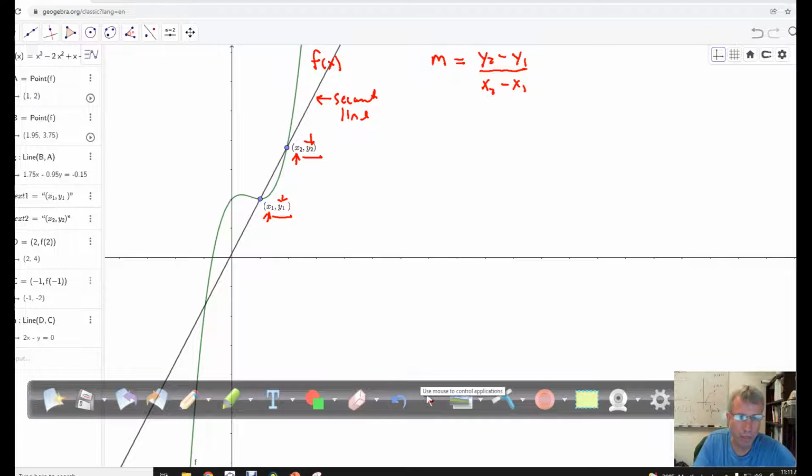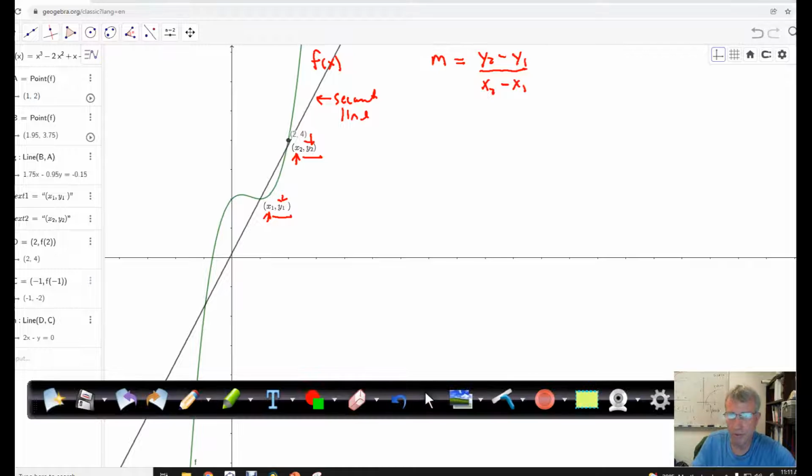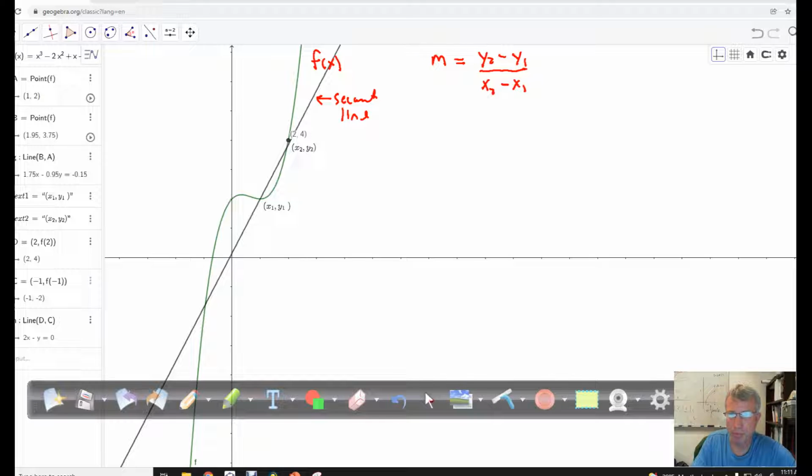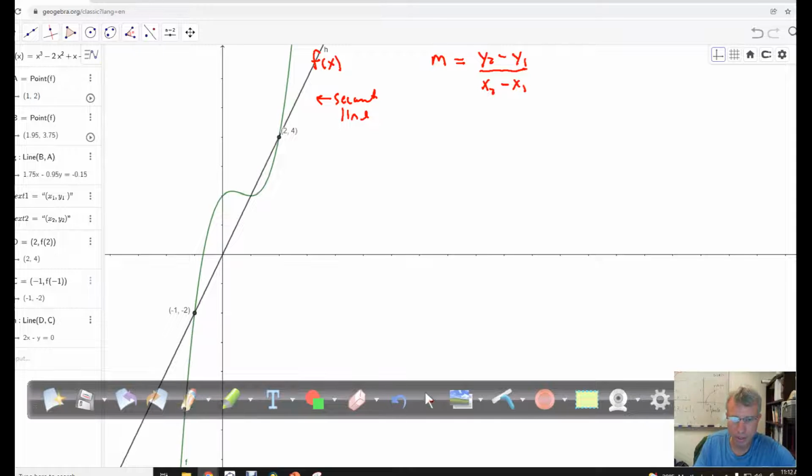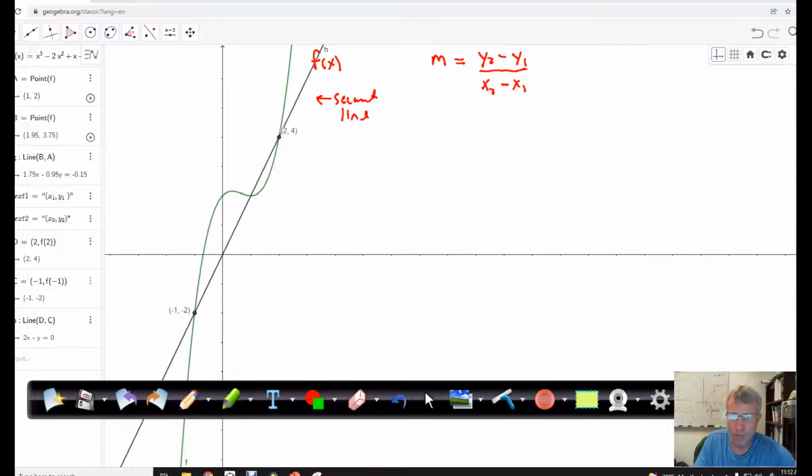If you know a couple of specific points, let's turn off some of these and erase some of this mess real quickly. So let's take off the generic points, hide the text for a minute, and turn on a couple of points. So here I have the point 2, 4 and the point negative 1, negative 2. You could ask, what's the slope of the secant line that contains those two points? We would just be looking for the slope of the secant line here that's passing through those points.